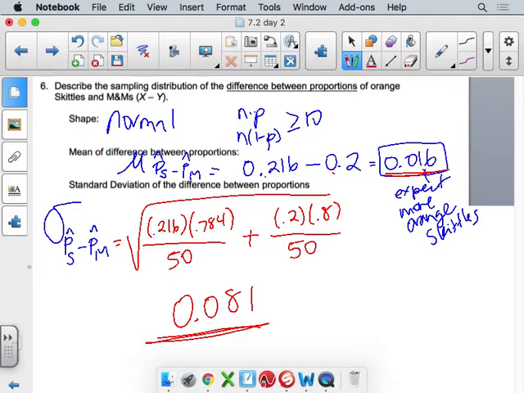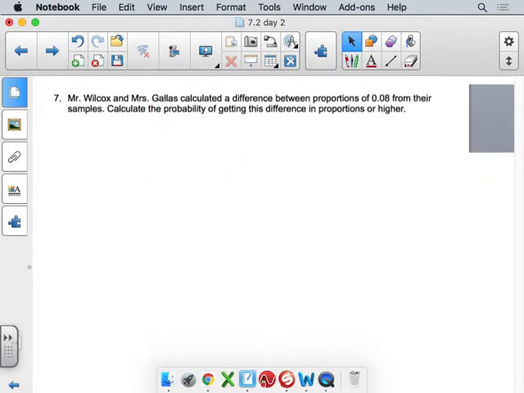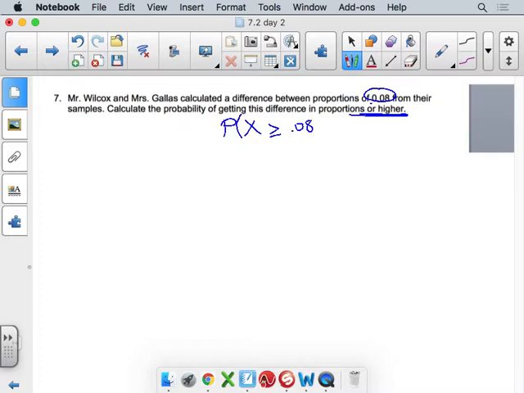All right, so let's do number 7. Finish out this problem. It asked us to do something. So these two teachers, Mr. Wilcox and Miss Gallus, calculated a difference between the proportions of 0.08 from their samples. Calculate the probability of getting this difference in the proportions or higher. So the question is, find the probability that you were to get this event or higher, and the event was to get positive 0.08 or more.